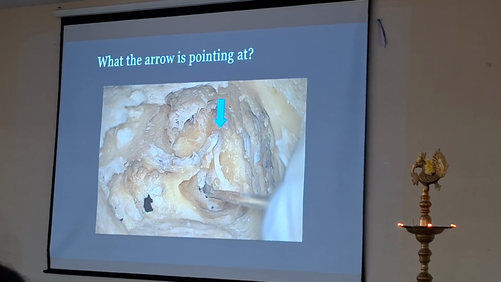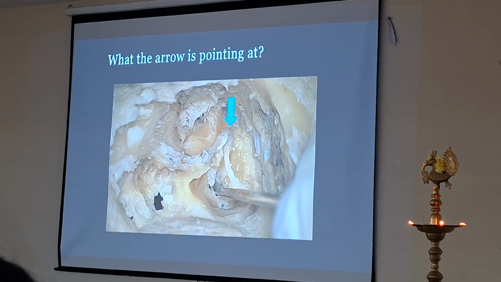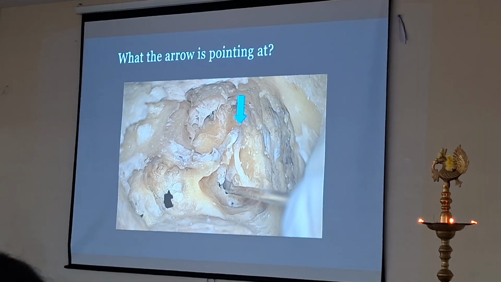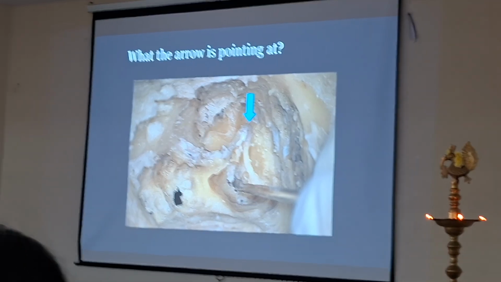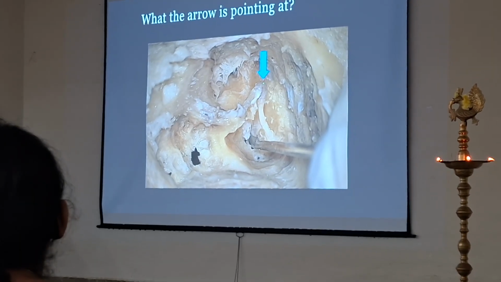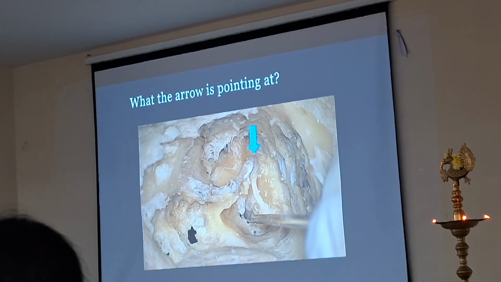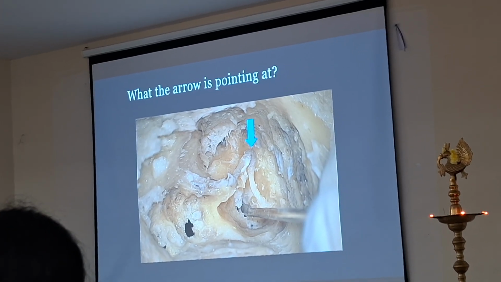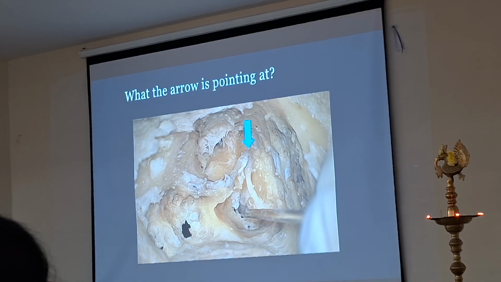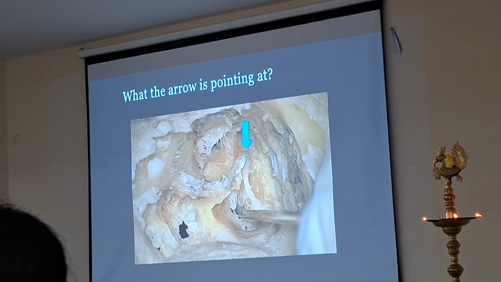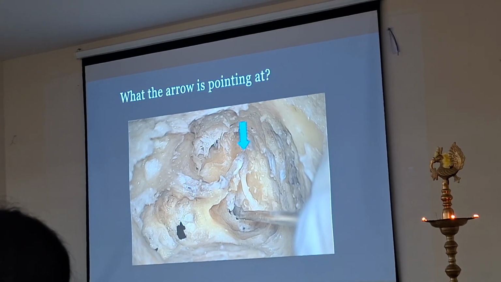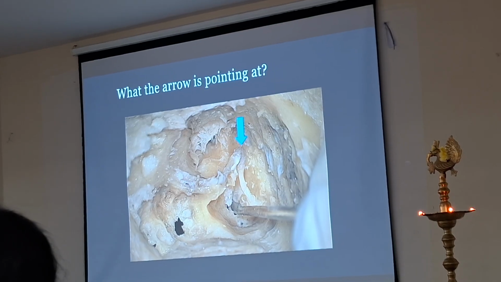So now, next, see what is this arrow pointing to? This is the facial nerve. See, now the entire facial nerve is resected here. What is this, the facial nerve pointing? What is it called? Very famous, two times, not once. Can anyone tell?